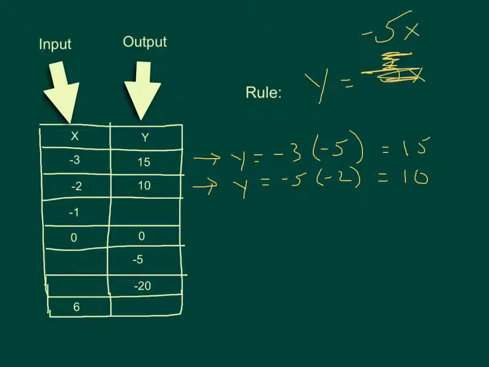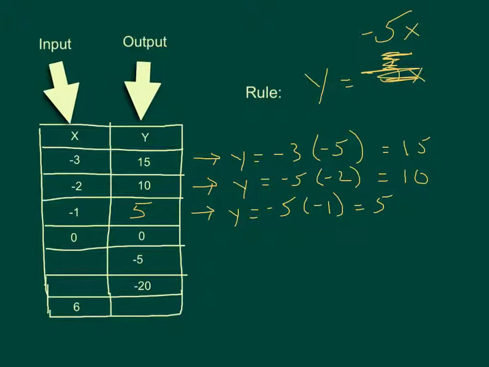So now we can just use that rule to plug in everything else and fill out the rest of the table. If I had y equals negative 5x for this one, I'll just have y equals negative 5 times negative 1, which is positive 5, and I can fill that out in this part of the table. Okay, 0 is already filled out for us, and it does make sense, because y equals negative 5 times 0 would just be 0.